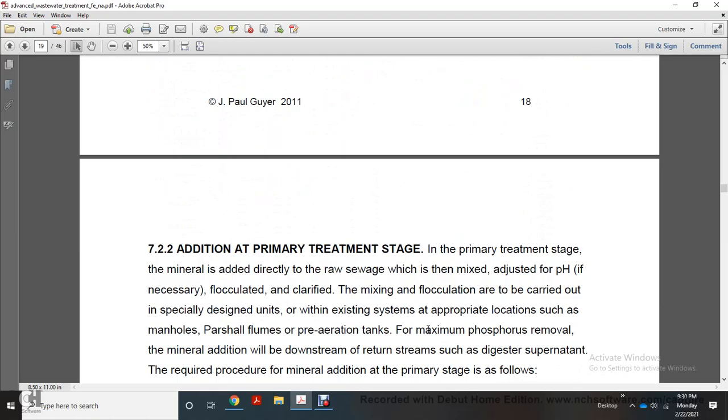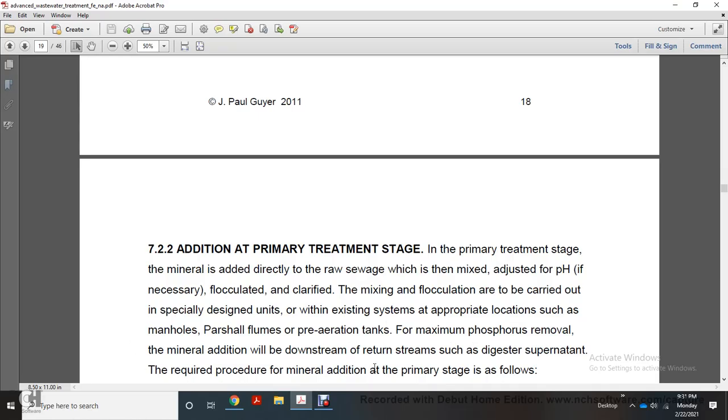In addition, in the primary treatment stage, mineral is added directly to the raw sewage with mixing, adjusting the pH if necessary, then flocculated and clarified with mixed-wing flocculation carried out in a specially designed unit, or with the existing system in appropriate locations such as manholes, bar screens, flumes, and pre-aeration tanks. For maximum phosphorus removal, minimize the addition of downstream return streams, such as digester supernatant.